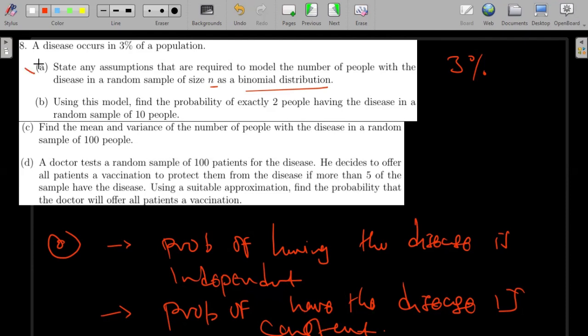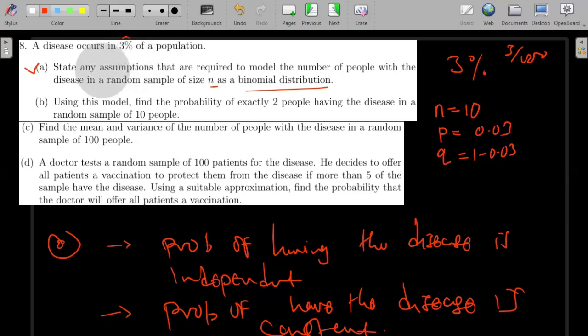So we've answered A, and then B, they're saying use this model. Using this model, find the probability of exactly 2 people having the disease in a random sample of 10 people. So it means N is 10. What is the P? They said 3% of the population. So that is 3 over 100. So that will be 0.03. So it means my Q will be 1 minus 0.03.